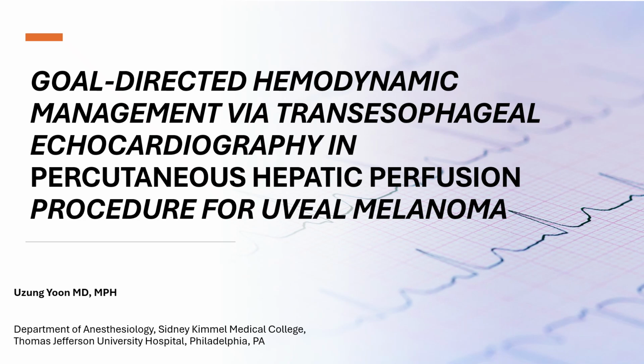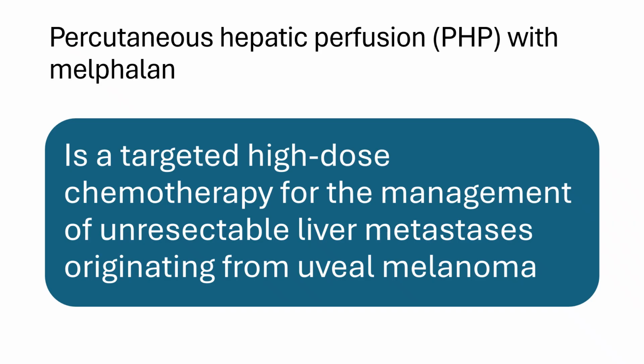Goal-directed hemodynamic management via transesophageal echocardiography in percutaneous hepatic perfusion procedure for uveal melanoma. This is not a common procedure, but it's gaining more popularity across the country. Percutaneous hepatic perfusion, or PHP, with melphalan is a targeted high-dose chemotherapy for the management of unresectable liver metastases that originate from uveal melanoma.